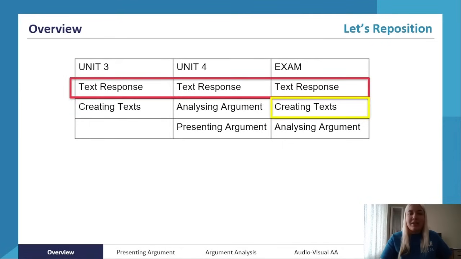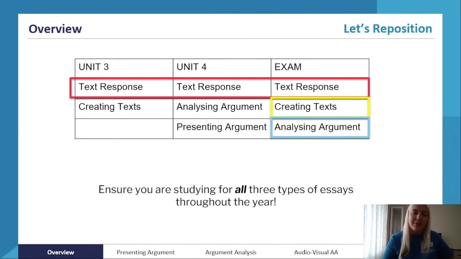So let's reposition and take a look at the layout of Unit 3 and Unit 4 for you guys in English, as well as what's going to be on your exam. A lot of what you study is also part of one of your three exam tasks. So you do two text response essays, one in Unit 3, one in Unit 4. One of those text response essays, you can choose which text you want it to be on. You can actually decide, but you will also have a text response essay as your Section A on the exam.